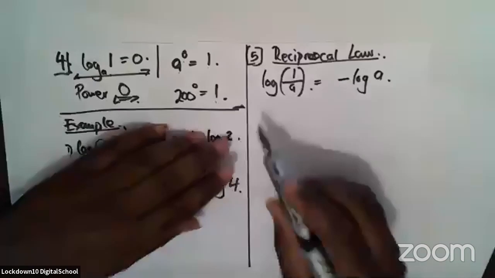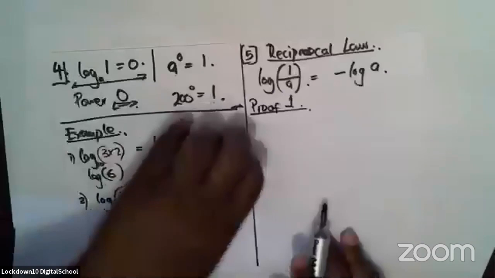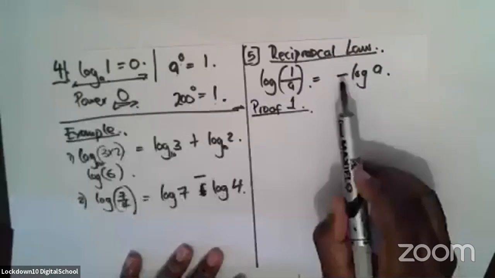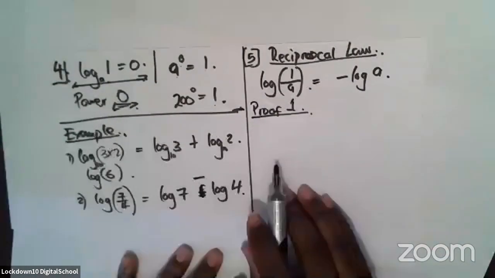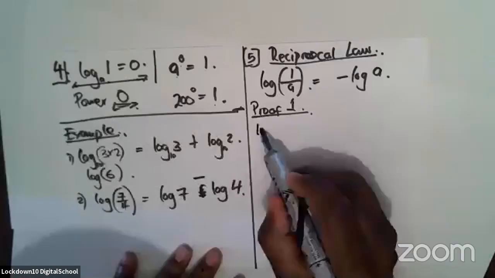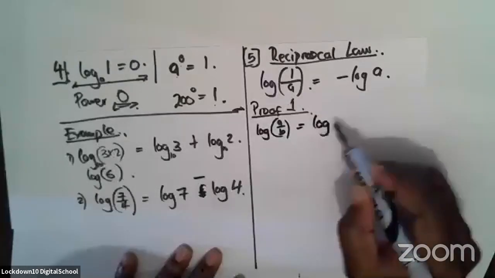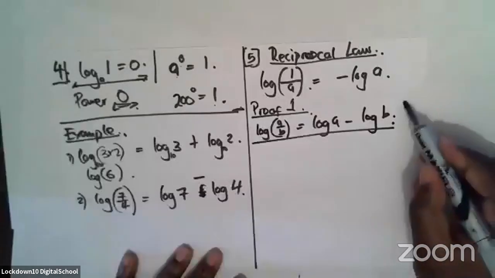I'm going to write proof number 1. How do I prove that log 1 over a is equal to negative log a? Proof number 1: by the law of division, if I have log a over b, it is equal to log a minus log b. This is the law. I've just written the law.